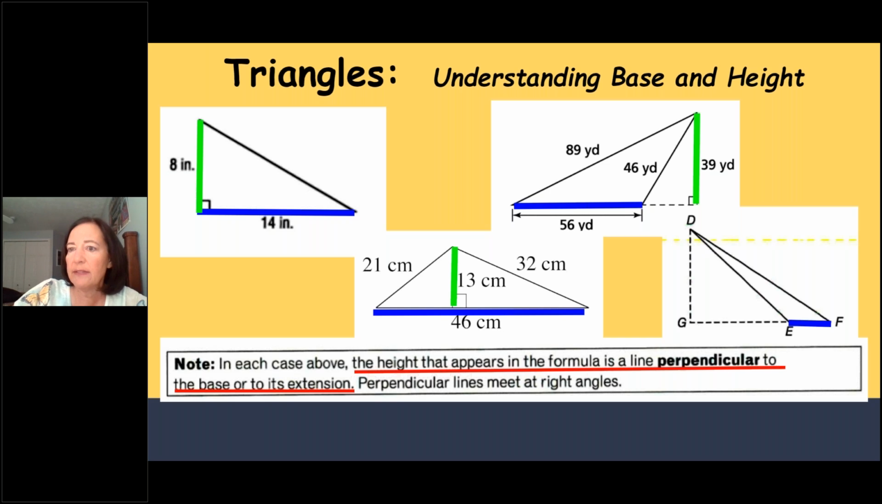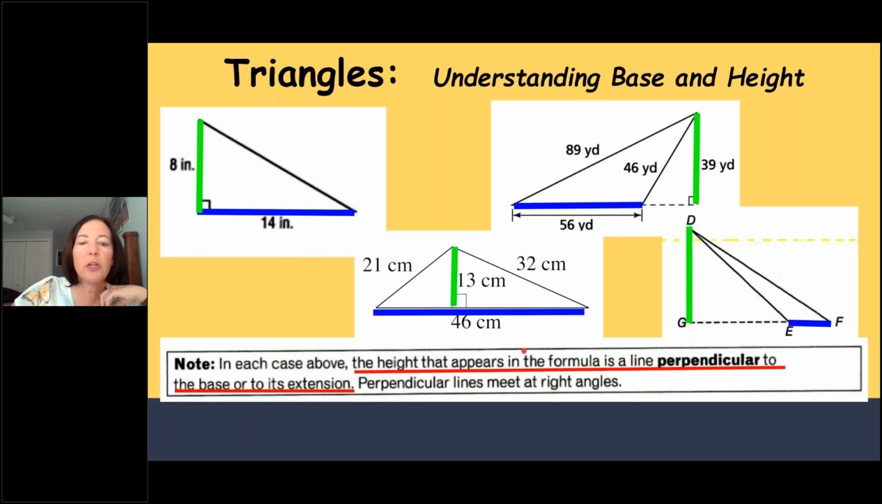Again, the base is at the bottom there, and the height would be the tallest part of the triangle all the way down to where the base would be. But remember the height, let me say this a better way. We always have to have the height drawn in so that it's perpendicular to the base, so that if those two lines did meet, it would form a 90-degree angle.